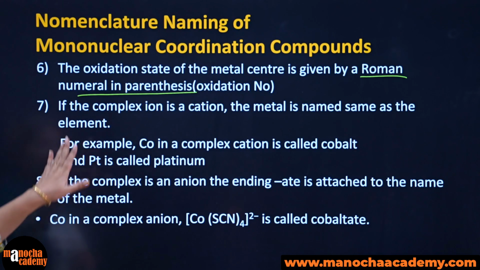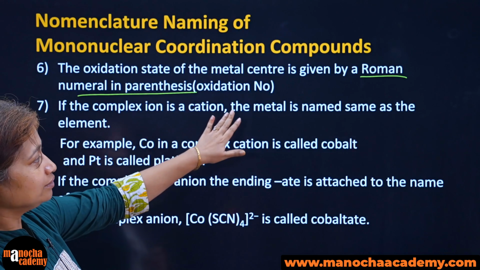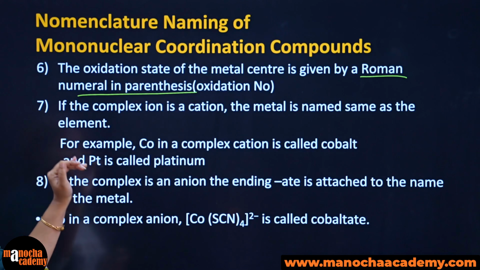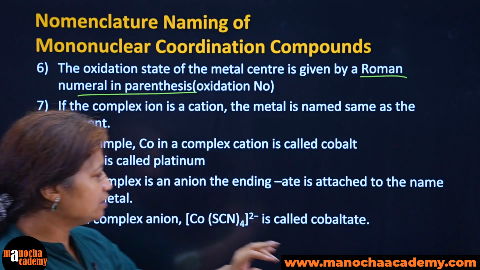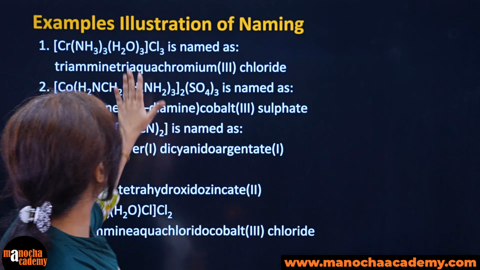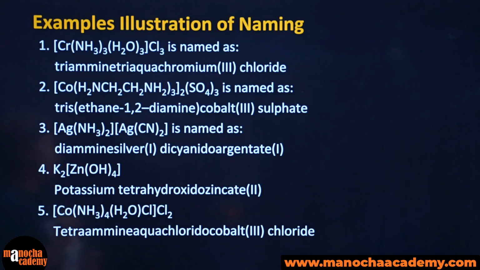If the complex is a cation, then we name it as it is. We will do this again with examples. It's better I move with the example part. It will be easier than this. Okay, we will move to examples. Though I have written the name, I will explain.